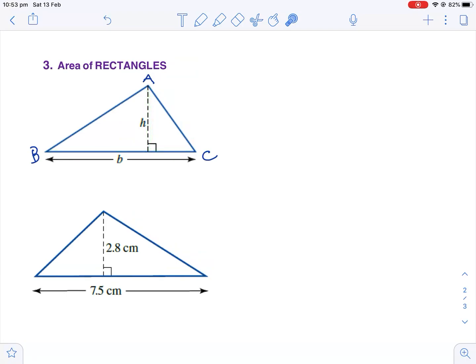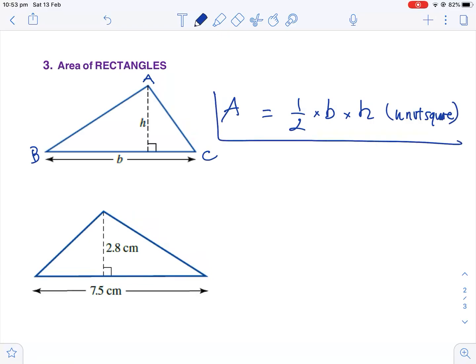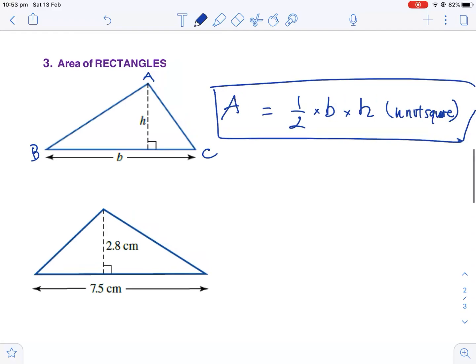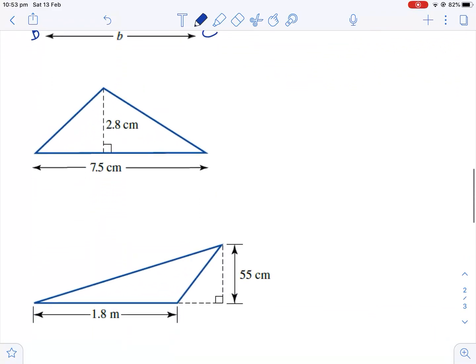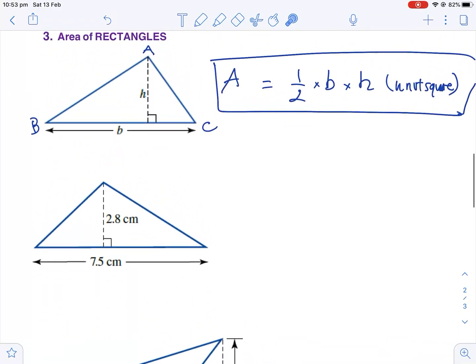Okay, so this one is the dimension of the base, this one is the dimension of the height. Then the area of a triangle is going to equal 1/2 times the base times the height, and it's in unit squared again. So the formula. For example, we're going to calculate the area of this triangle.